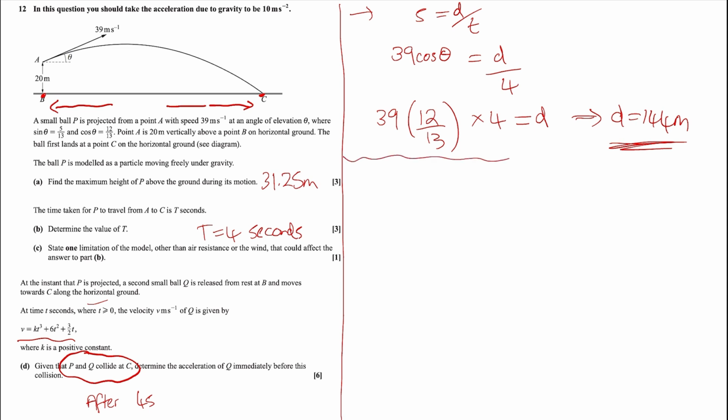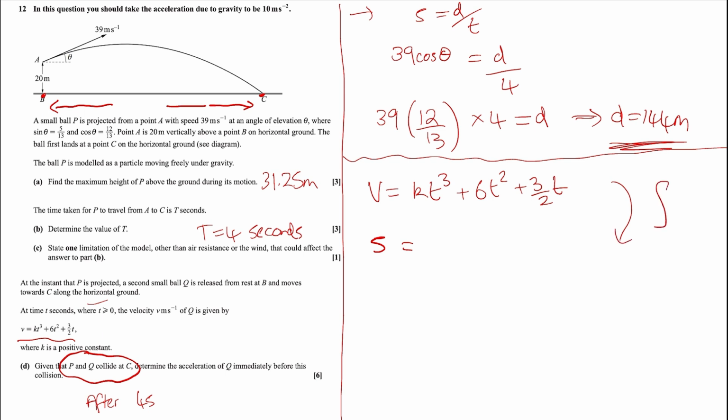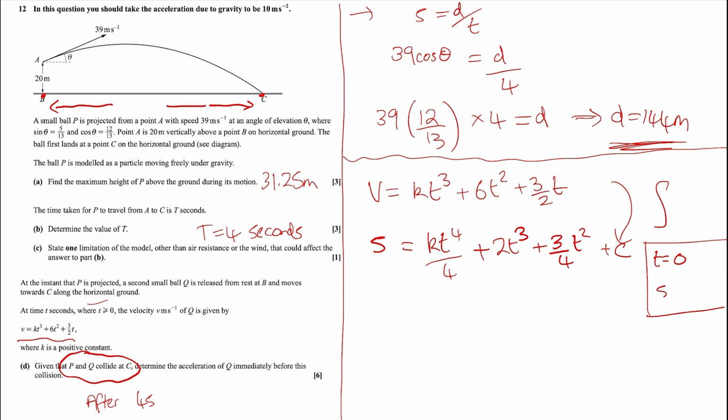This is really good now because from this equation here, 6t squared plus 3 over 2t, I can now work out the displacement. So to get from here to here, I need to integrate. So we've got kt to the 4 over 4 plus 2t cubed plus 3/4 t squared. There is a plus c, but it should be fairly obvious that when t equals 0, s is 0. So this means that c is 0.